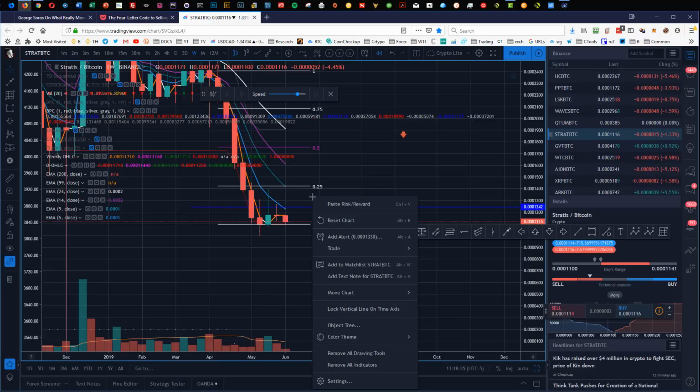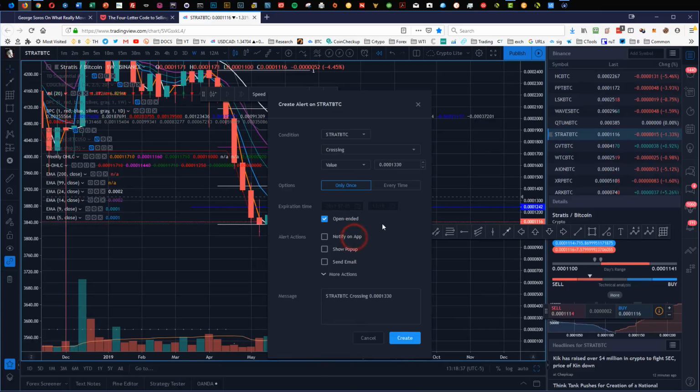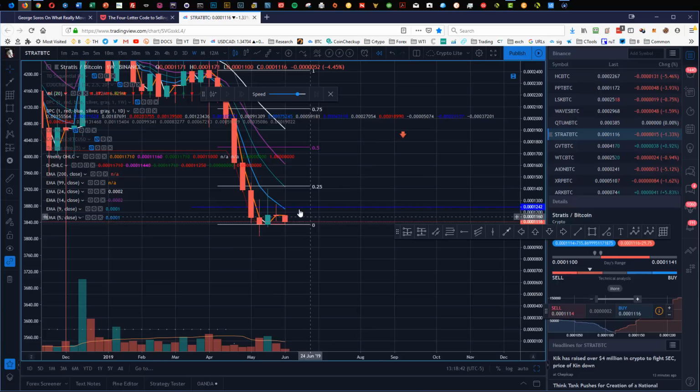Create new alert. Add alert. So you would add an alert where you want to be alerted when it's going to move into that area where you need to start paying attention.